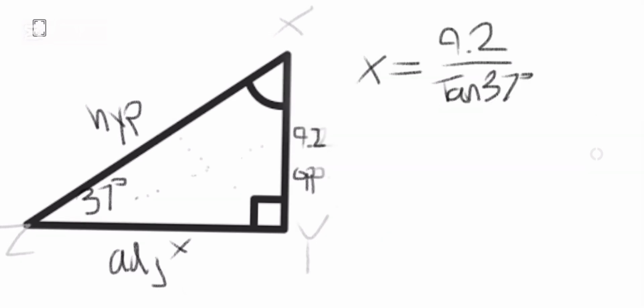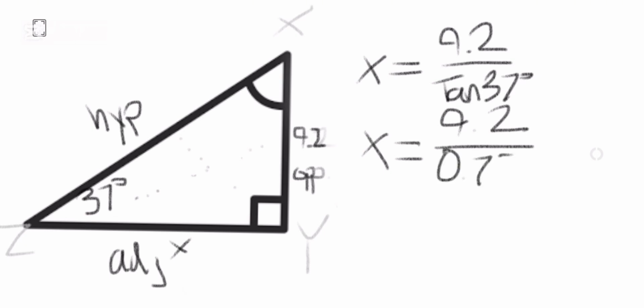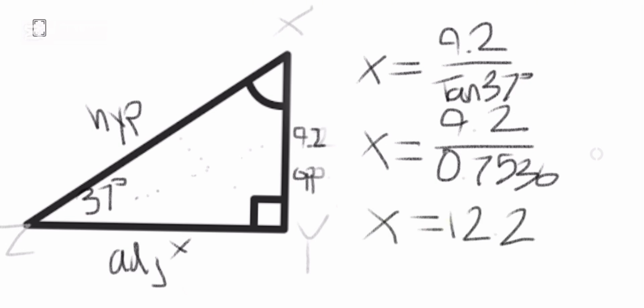So we have this equation right here. Tan 37 degrees using a calculator is equivalent to 0.7536. Let's write that down to make it easier to understand: 9.2 over 0.7536. Putting this into a calculator, it equals around 12.2. So the final answer, the measure of this side, is 12.2.